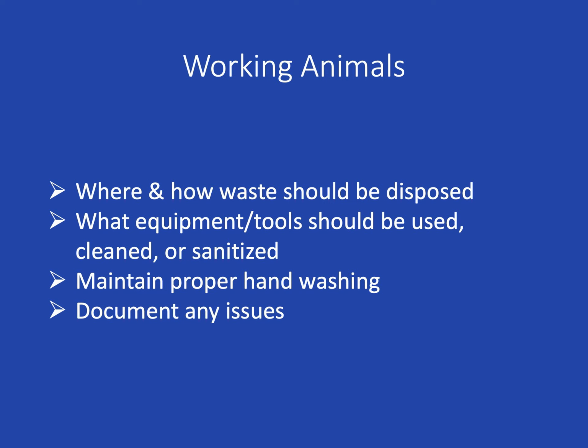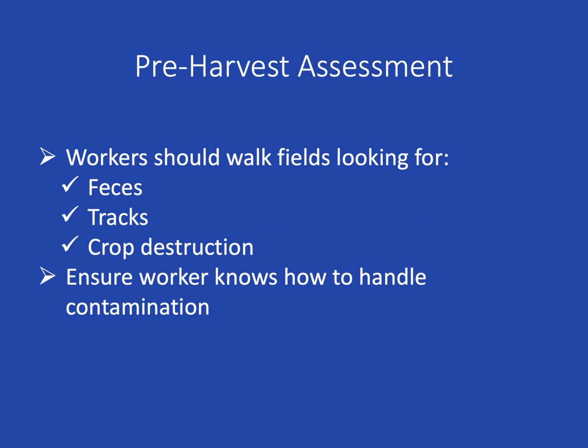These procedures should include where and how the waste should be disposed of, what equipment or tools should be used, how those equipment or tools should be cleaned and sanitized, a reminder for employees to wash their hands, and directions for documenting any incidents. To make sure that produce is safe to be harvested and enter the food supply chain, workers need to know how to do a pre-harvest assessment.